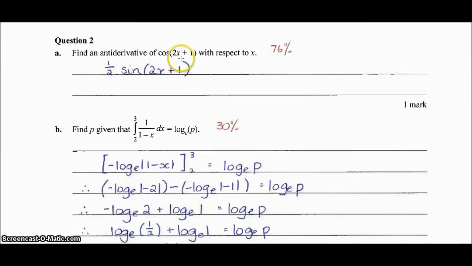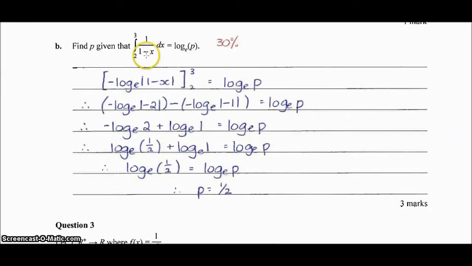Moving on, find an antiderivative of cos of 2x plus 1 with respect to x. Very, very easy question. If we differentiate what's inside the brackets, we get, sorry, not 2x, just 2. So to anti-differentiate, 1 on 2 comes out the front, and then sine of 2x plus 1. You could just do a quick check, differentiate that again to see if you get back what you started with, in which case you'd be correct. So 76% got the mark there, very easy.